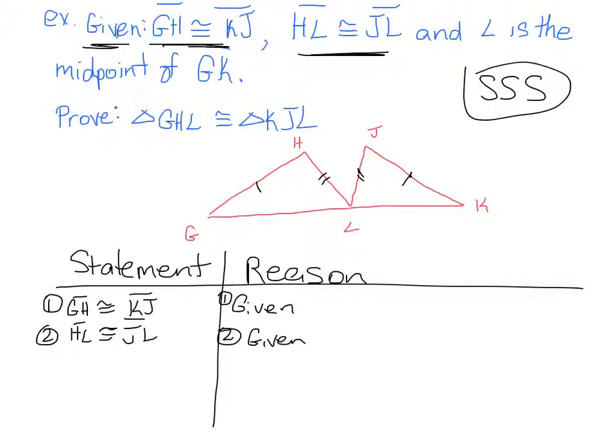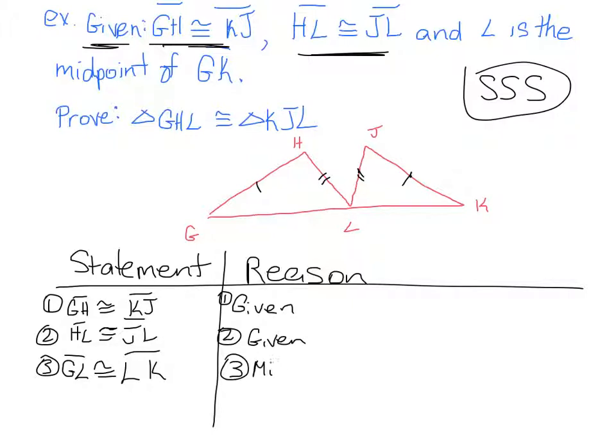So we are also given that L is the midpoint of GK. So this point here is the midpoint of GK. And because of the midpoint theorem, we know that if L is the midpoint of GK, that must mean that GL and LK are also congruent to each other. So that's our next statement that we can write. Segment GL is congruent to segment LK. And the reason for that is because of the midpoint theorem.